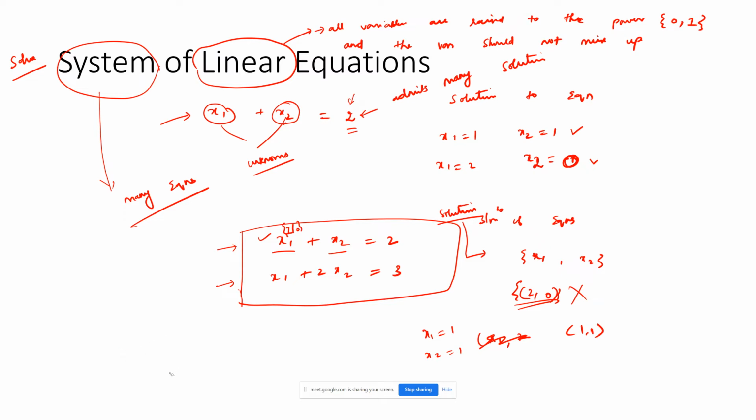Then the second condition I'm saying is that the variables should not mix up. What do I mean by mix up? For example, this is not a linear equation: x1 plus x2 plus, let's say, 2 times x1 x2 equals 0. This is not a linear equation because you have a term where x1 and x2 appear together, right?